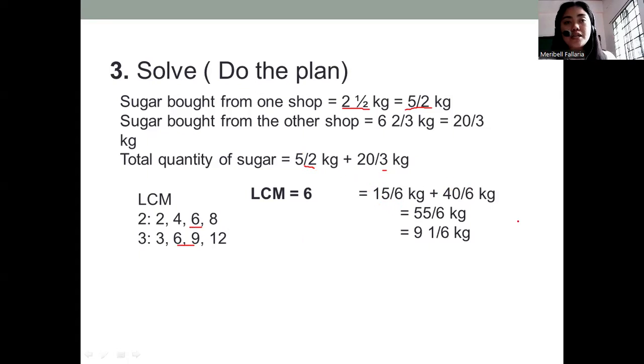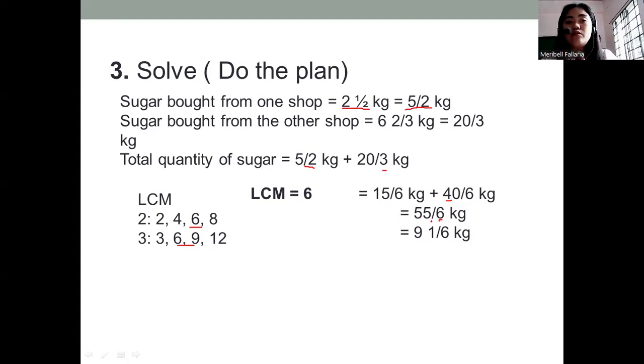And 6 divided by 3 is 2, times 20 is equal to 40. And then add, they have the same denominator now. With 6 as the denominator, 15 plus 40, we have 55 over 6 kilograms. Now we're going to convert it, we will bring it back to its mixed number form.